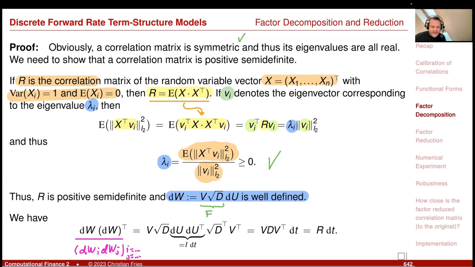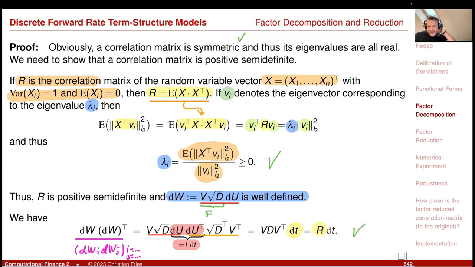This matrix, plug in the definition. So this is V square root of D, dU, dU transposed, square root of D transposed, V transposed. You plug this in, and you get one part here and the other part there, in reversed order because of the transpose. But I have that dU dU transposed is identity times dt. So dUi dUj is equal to dt if i is equal to j, otherwise it is 0. So the dt can be moved to the end, and I just have V square root of D, square root of D V transposed. So I have my correlation matrix R back. So it is R dt.